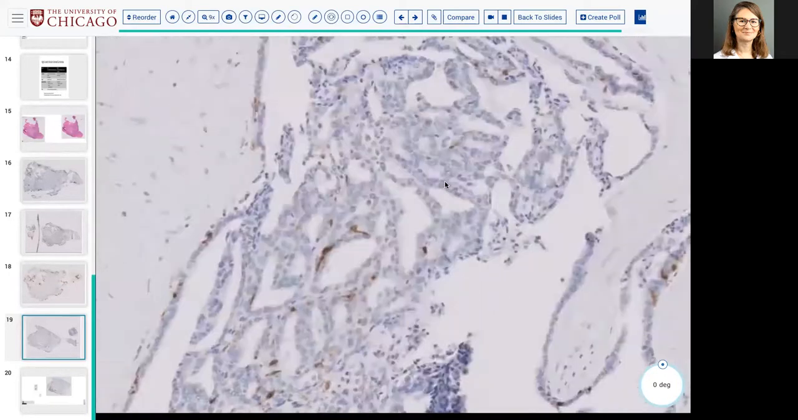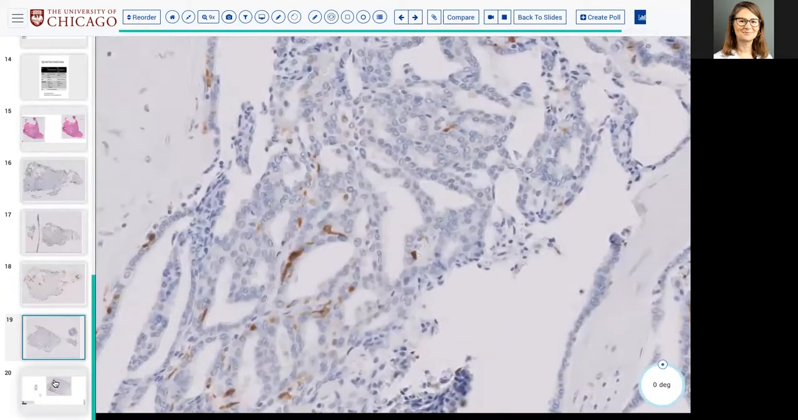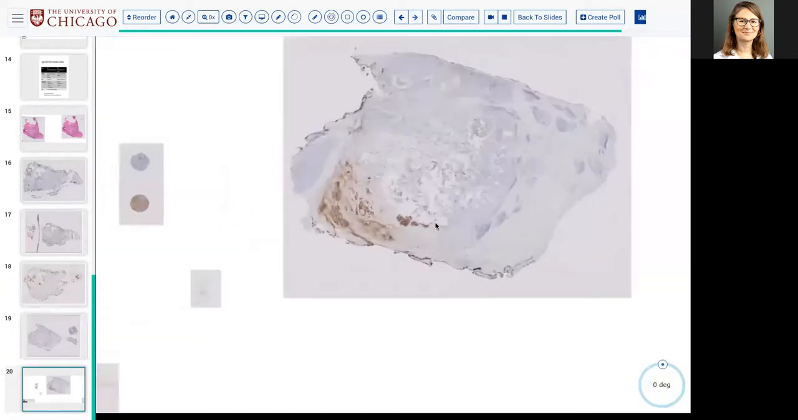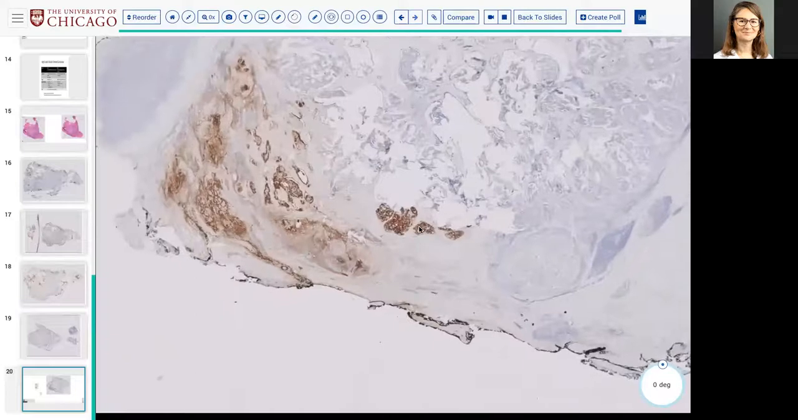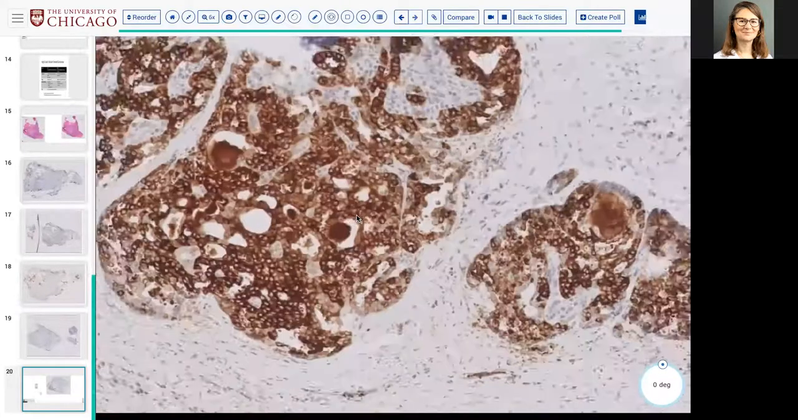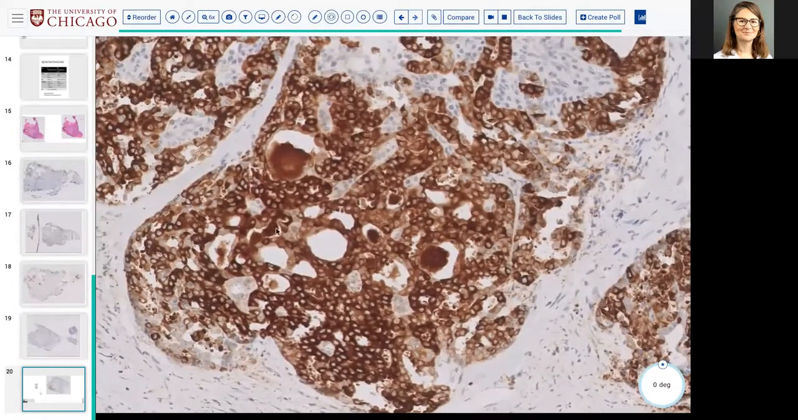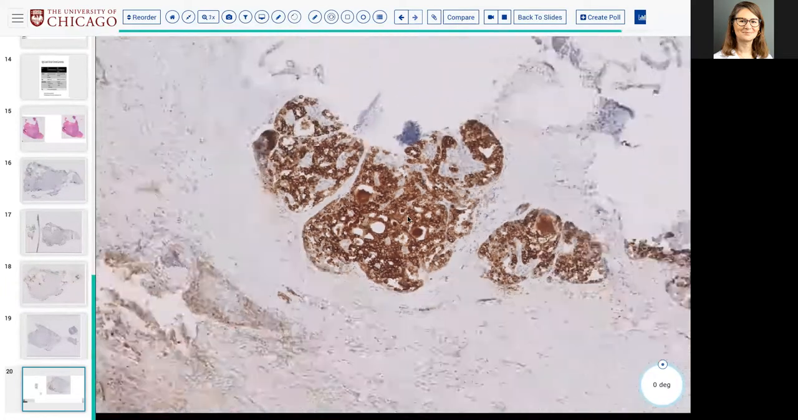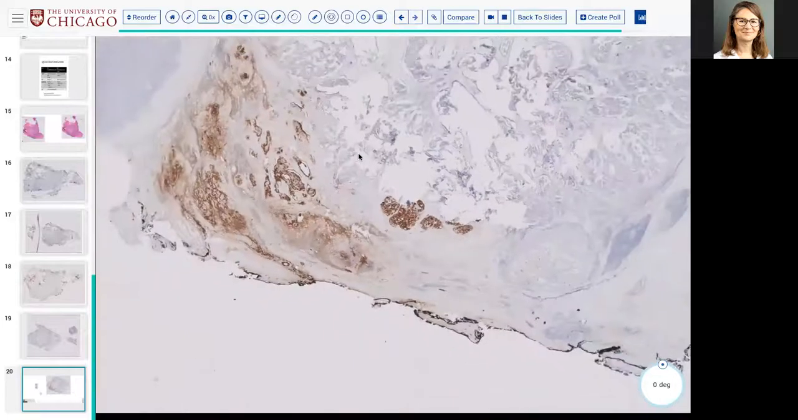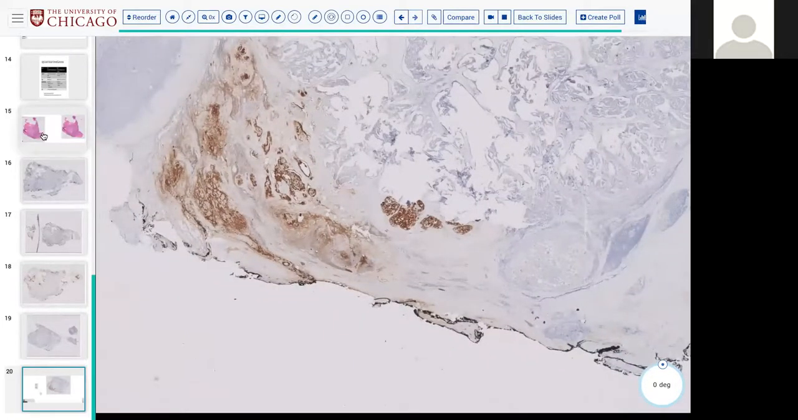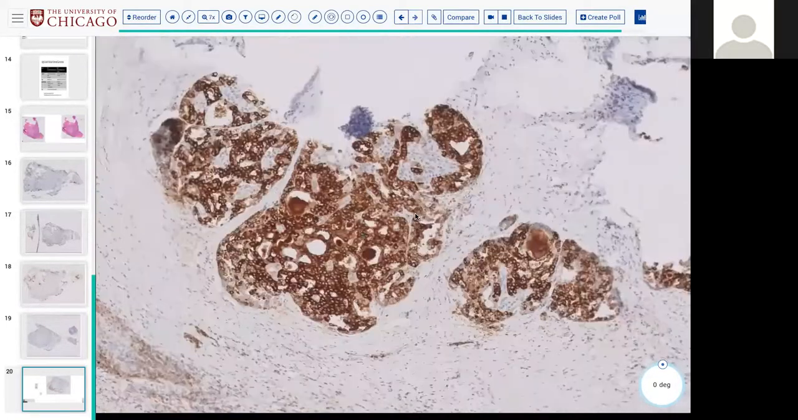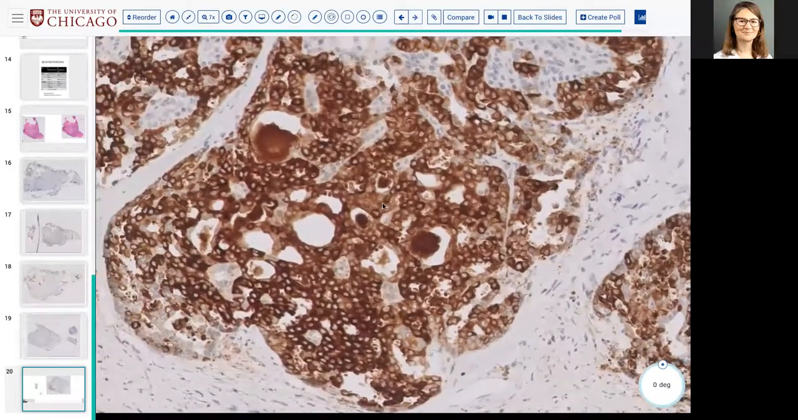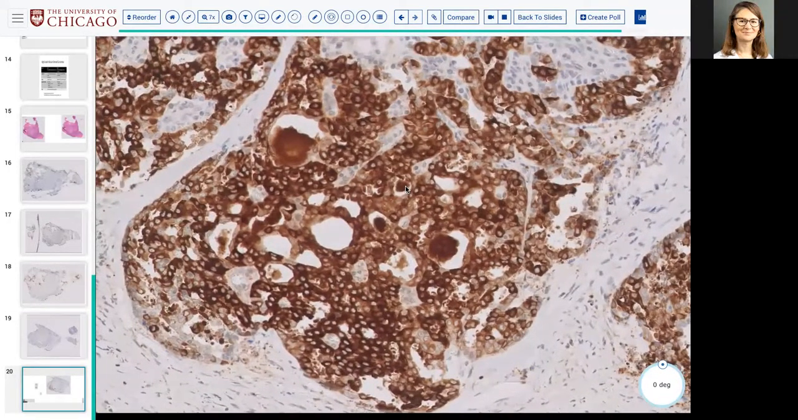S100, which unfortunately didn't really help me much. And I did a mammaglobin, which is at least focally positive. This was an outside case, so I can't account for the bad staining. But yeah, do you want to take a guess at what this is, or should I just tell you?